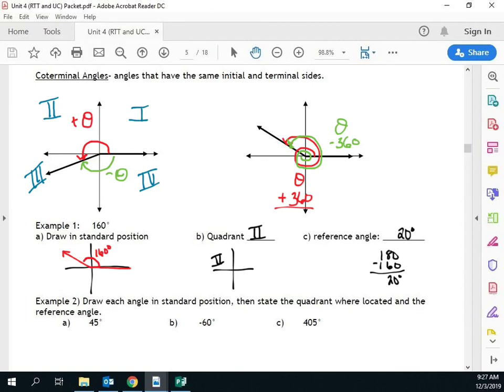You guys have 210. I want you to put in the 210. You guys got 330. Let me show you the method to all my madness here, guys. So let's look. Well, I'm going to need more space here.